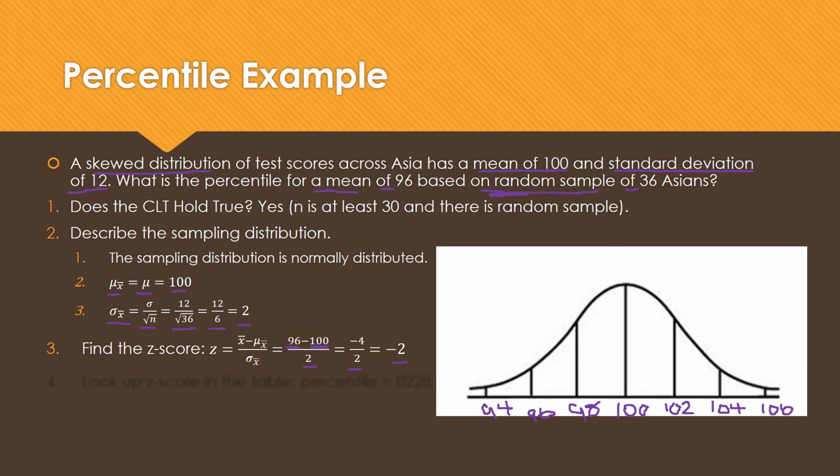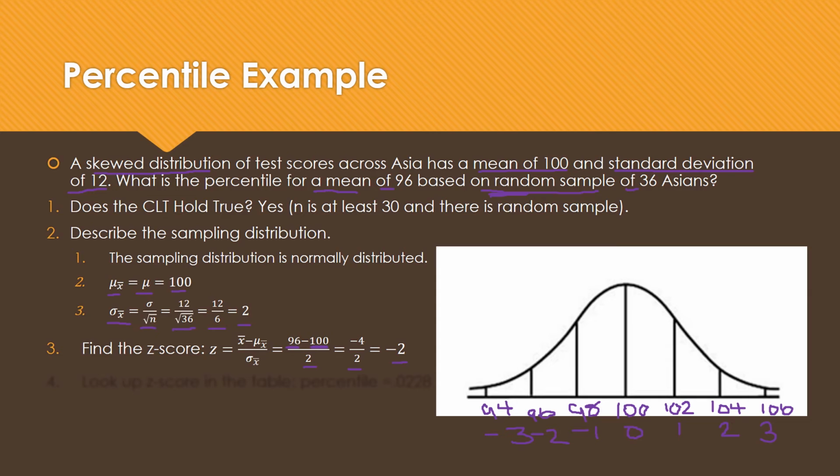So you can also put this in z-scores here. So 100, which is the mean, would be 0. 102 would be 1. 104 would be 2. 106 would be 3. And then we go to the left, it would be -1, -2, and -3.